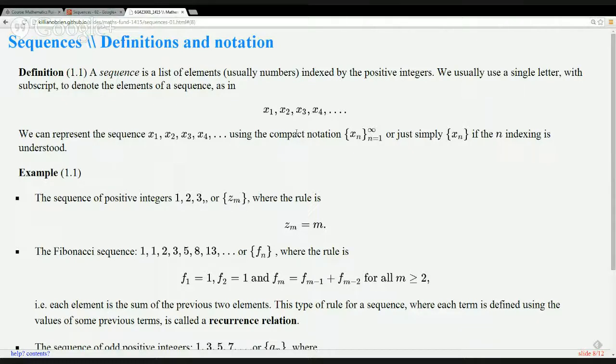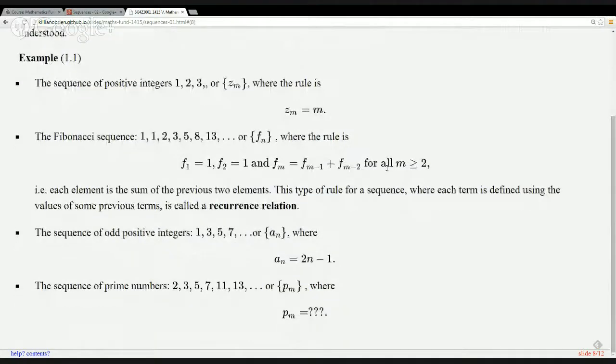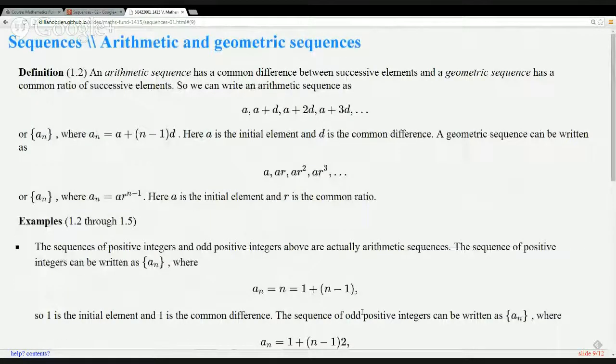We talked through a few of these examples last time, a few interesting sequences, the Fibonacci sequence, the prime number sequence, and so on. And then we introduced a bit of a classification of certain kinds of sequences that exhibit a very regular pattern. These were arithmetic sequences and geometric sequences.